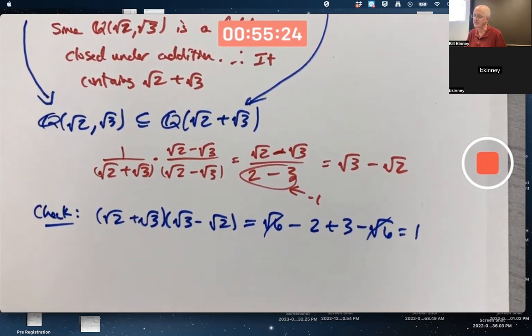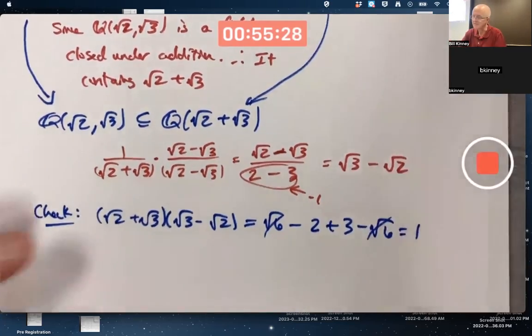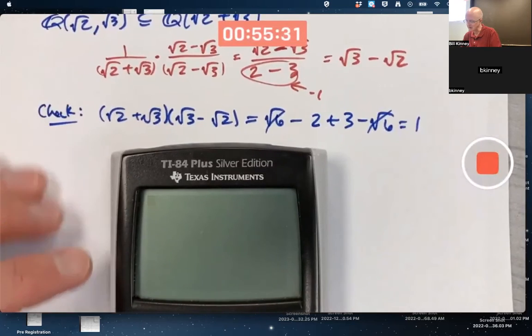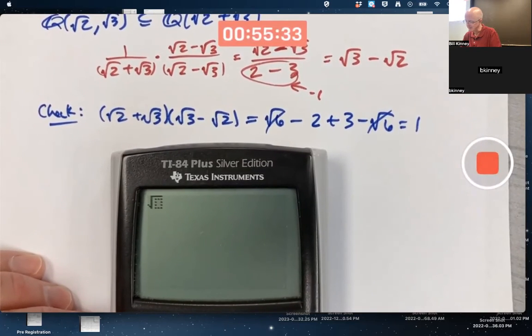You can check it with your calculator too, okay? You can type in square root of 2 plus square root of 3. Okay, let's go ahead and do it. Type in square root of 2 plus square root of 3. Oh, wow, close to pi. Not equal to pi, though.